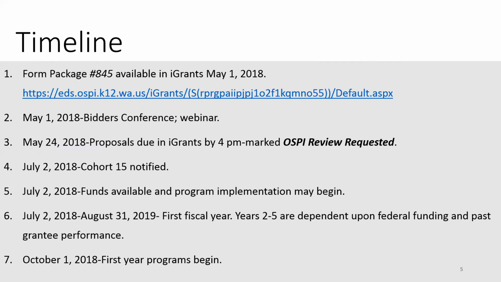If you are familiar with 21st Century, this is a new date. We've moved up the timeline a bit to get programs started earlier, with recruiting, hiring, getting students, and budgets approved, and all that kind of stuff that happens before programs start. July 2nd through August 31st, 2019 is the first fiscal year. Then years 2 through 5, dependent upon federal funding and past grantee performance, the timeline will move back to the original timeline, September 1st through August 31st, which is always the program grant cycle.